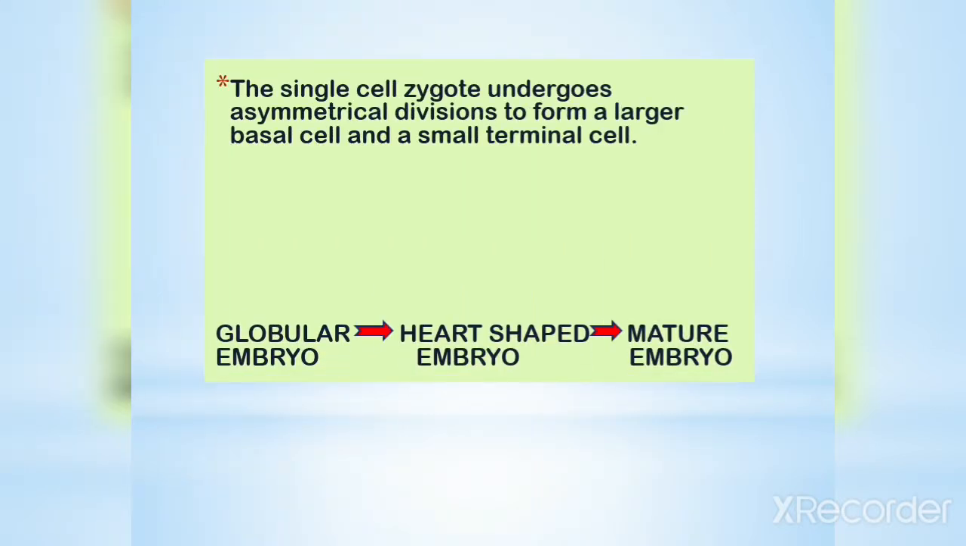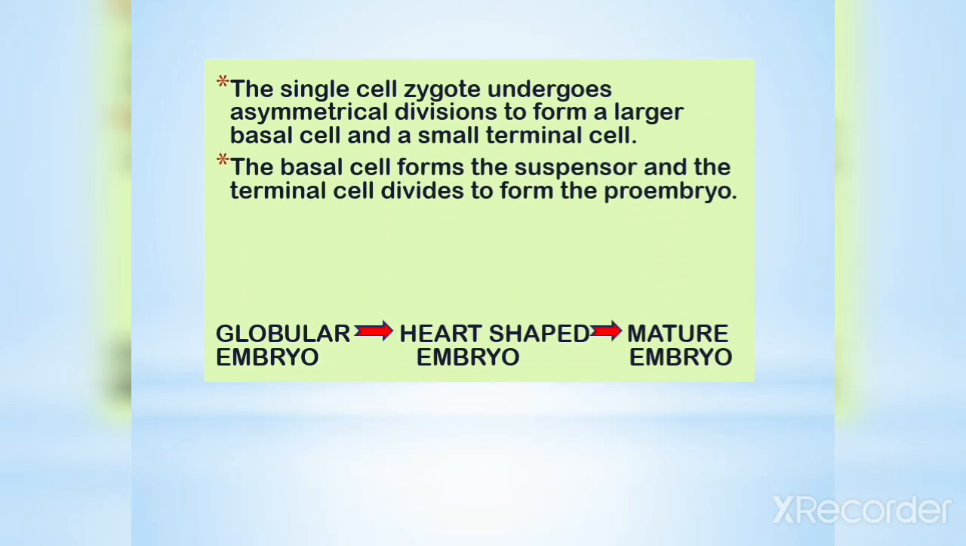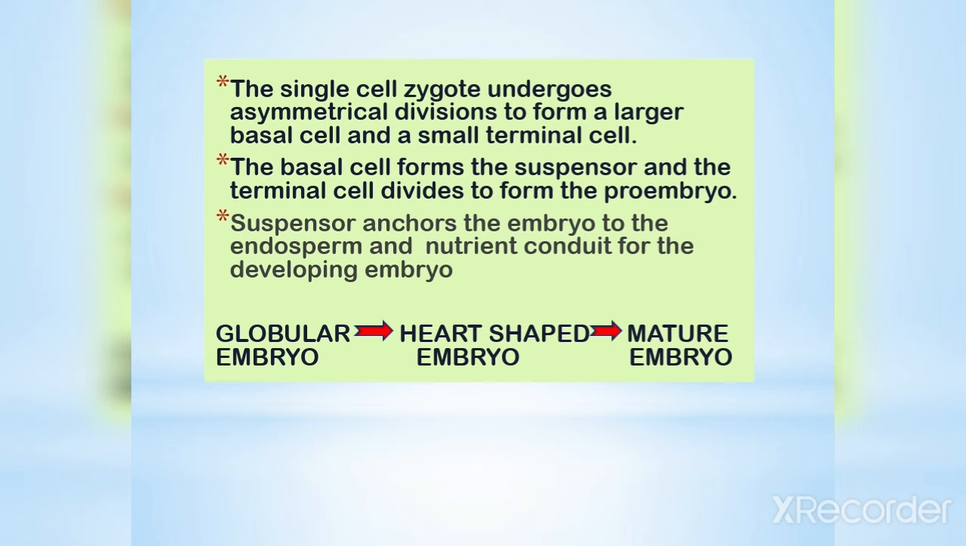As I told you, the single cell zygote undergoes asymmetrical division to form a larger basal cell and a small terminal cell. The larger basal cell develops into the suspensor, and the terminal cell develops into the proembryo. That is a primordial form, an earlier development. Then the suspensor anchors the embryo to the endosperm, as I explained in the earlier slide, and acts as a nutrient conduit for the developing embryo, ensuring that the embryo is getting nourishment from the endosperm. Is it clear?